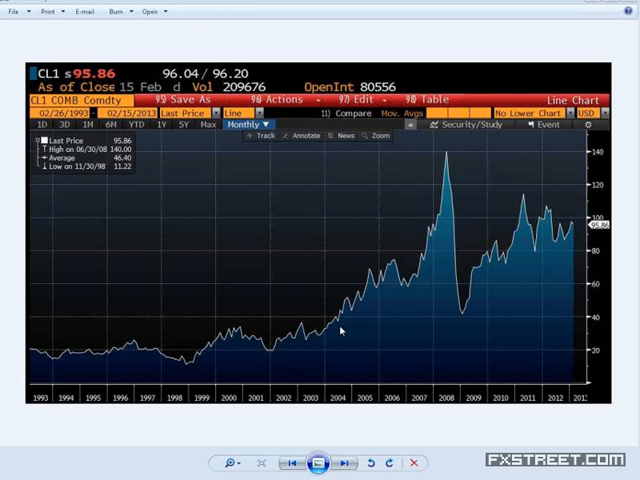Something happened here. Oil usage didn't rise dramatically. World GDP did not rise. Demand did rise, and supply rose to keep pace largely with demand. That's what happened here. That's a big difference.